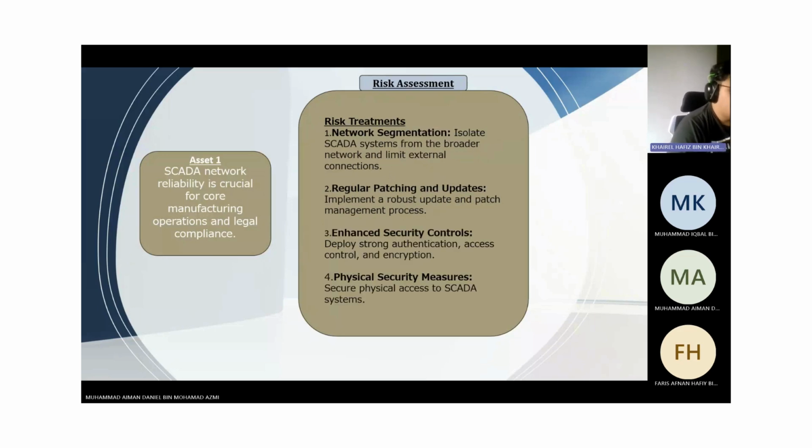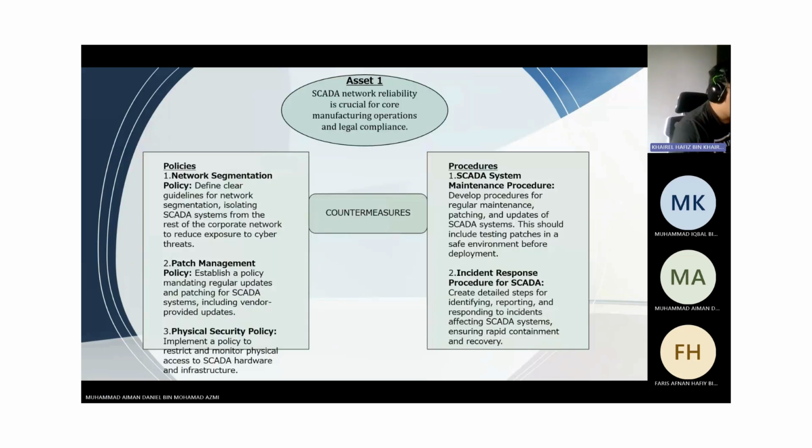And there are also risk treatments for this asset, which is network segmentation. Isolate the SCADA system from the broader network and limit the external connections. Second is regular patching and updates. Implement a robust update and patch management process. Third is enhance the security controls. We'll deploy strong authentication, access control, and encryption. And lastly is physical security measures. Secure physical access to SCADA systems.